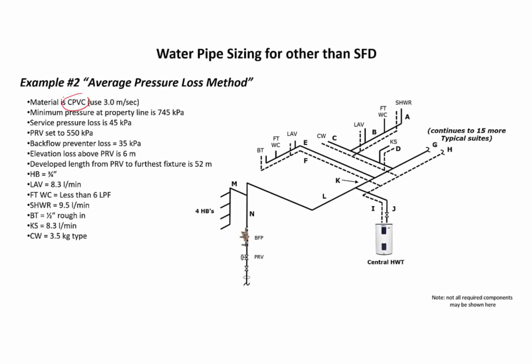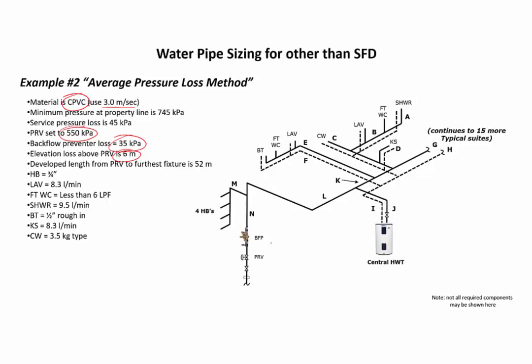Okay, here's our second example for average pressure loss method. We have CPVC as the material this time, and we've checked the manufacturer and they're going to allow us to use 3 meters per second for this installation. PRV is set to 550, that's the maximum permitted to a fixture. Elevation loss above the PRV, so after that 550 we have 6 meters of head loss.